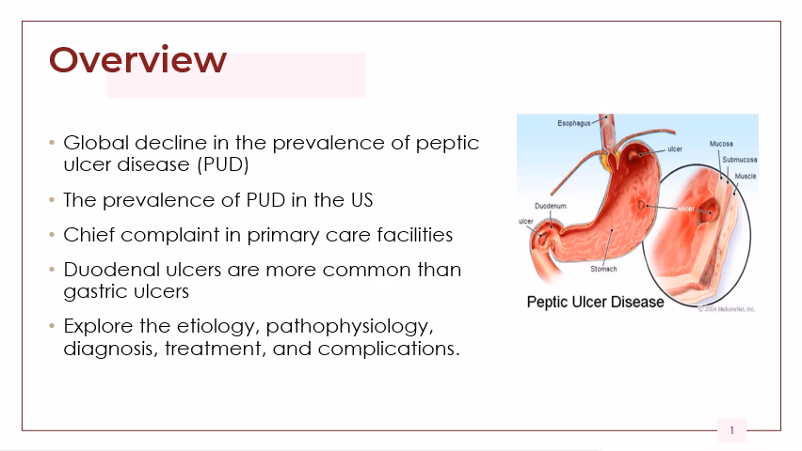Despite a global decline in the prevalence of peptic ulcer disease, it remains a significant health problem that severely impacts health-related quality of life. In the US, the prevalence of PUD is 1%, causing up to 54,000 admissions annually due to bleeding. About 10% of patients presenting with abdominal pain as their chief complaint in primary care facilities are diagnosed with peptic ulcers. Duodenal ulcers are more common than gastric ulcers by up to 4 times, with the disease being more common in men than in women.